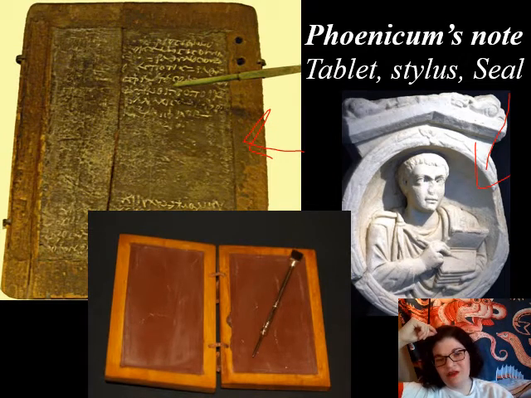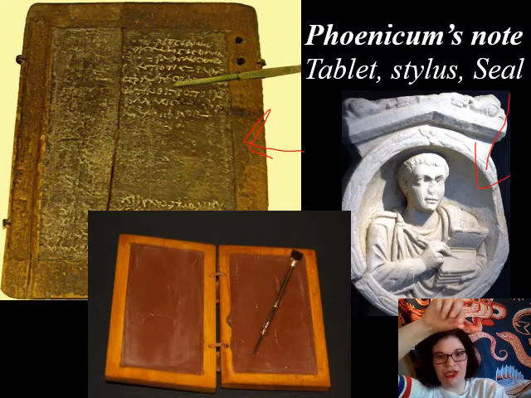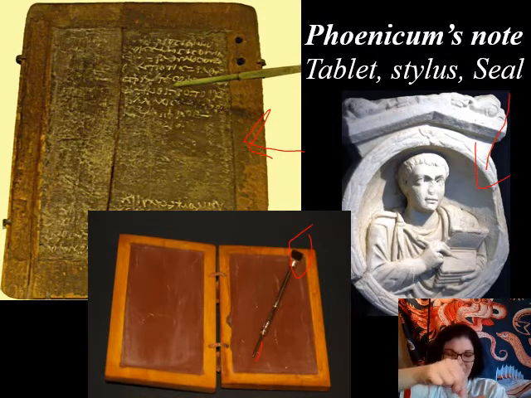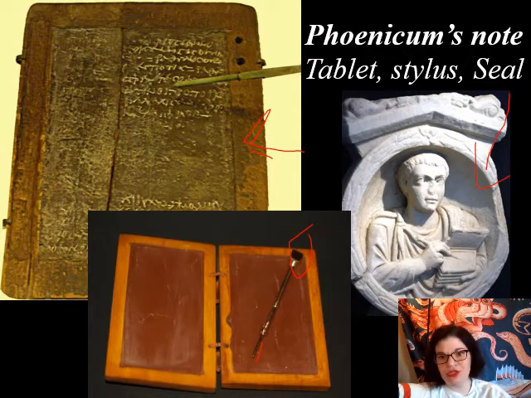The advantage of these tablets were that you could correct your writing by smushing it with the back end of the stylus. So you'd write with the pointy end here, and this flat end, like a spatula, you would press into the wax, and that's how you would do erasures.